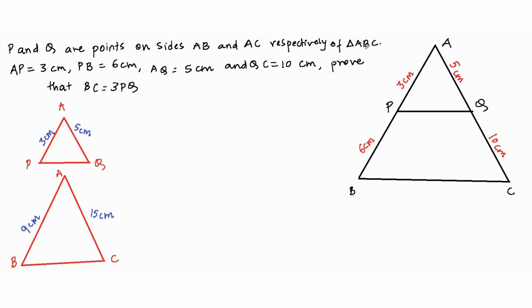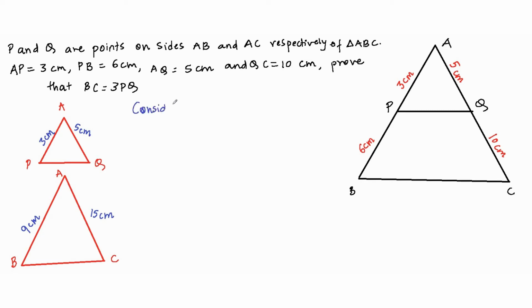AP was 3 centimeters as given in the question. AQ was 5 centimeters as again given in the question. AB, so AB will be 3 plus 6, that's going to be 9 centimeters. And similarly AC, the length AC here is going to be 5 plus 10, that's 15 centimeters. So I don't know whether the lines PQ and BC are parallel or not. I don't know if those line segments are parallel.